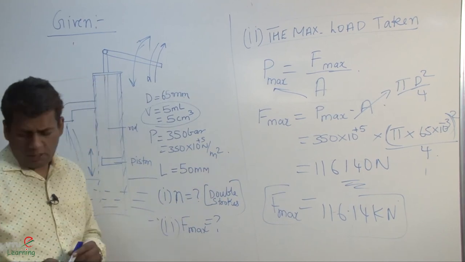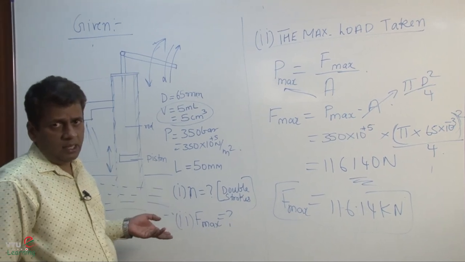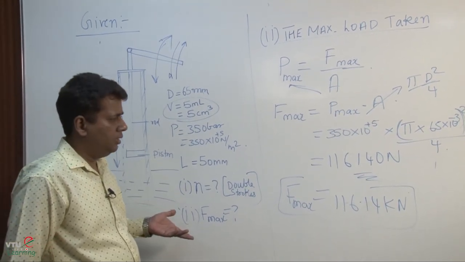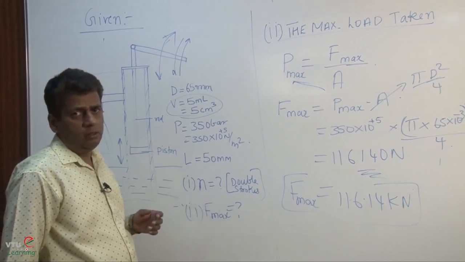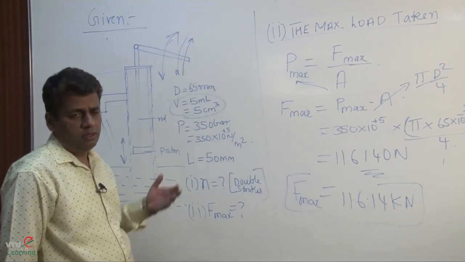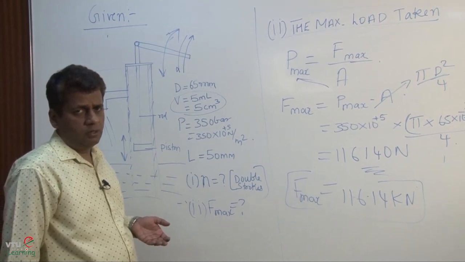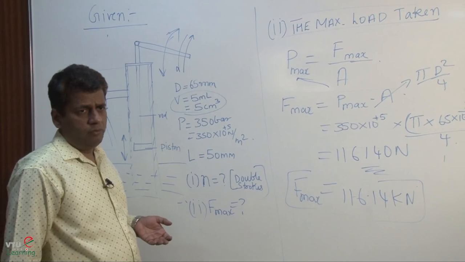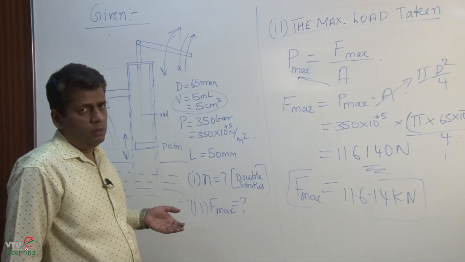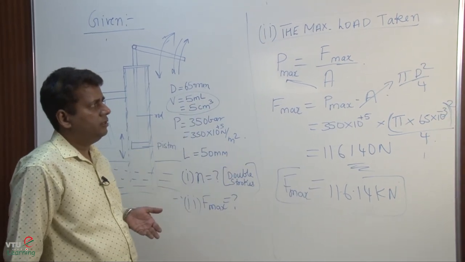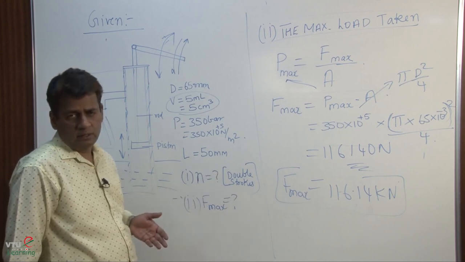So this is a peculiar problem because neither are you applying Pascal's law, nor Bernoulli's law, but from common sense, from first principles, you have to find out these parameters. So in the first case, by comparing the volume, that is volume for double stroke compared with swept volume, right, you found out the number of double strokes, and for maximum load you just apply pressure is equal to force by area, simplify, you will get this, right.